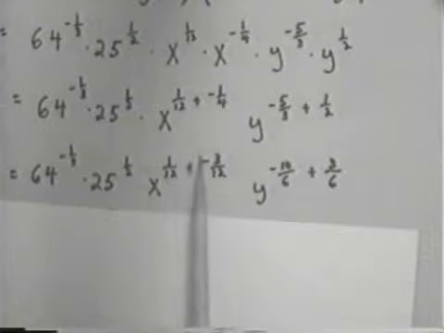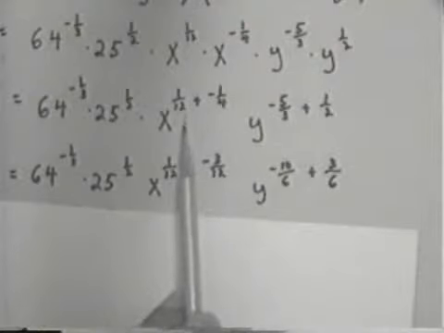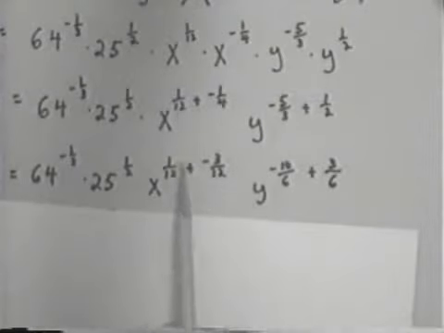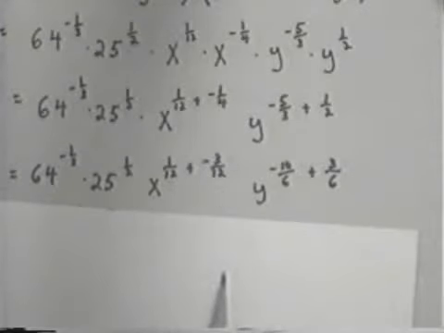In order to add the exponents, I need a common denominator. The common denominator between 12 and 4 is 12. 12 goes into 12 one time. 1 times 1 is 1. 4 goes into 12 three times. 3 times negative 1 is negative 3.